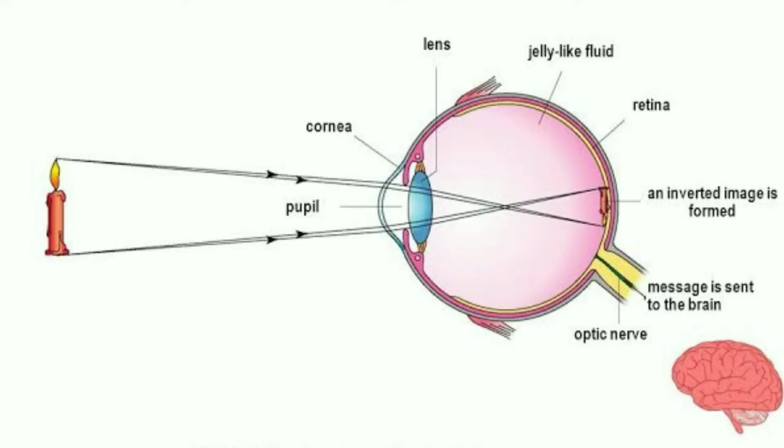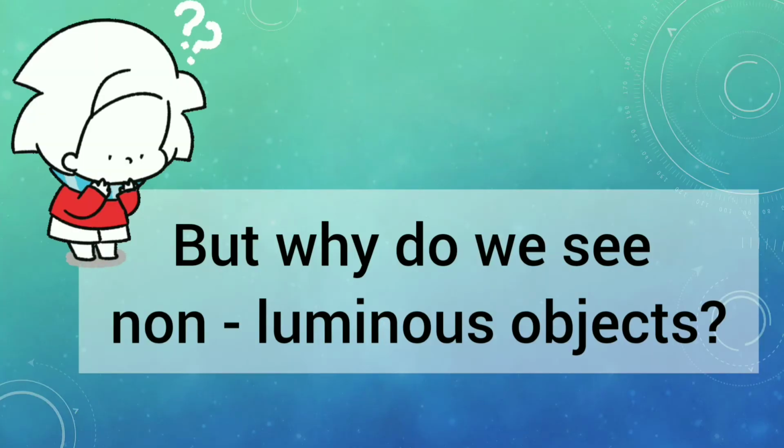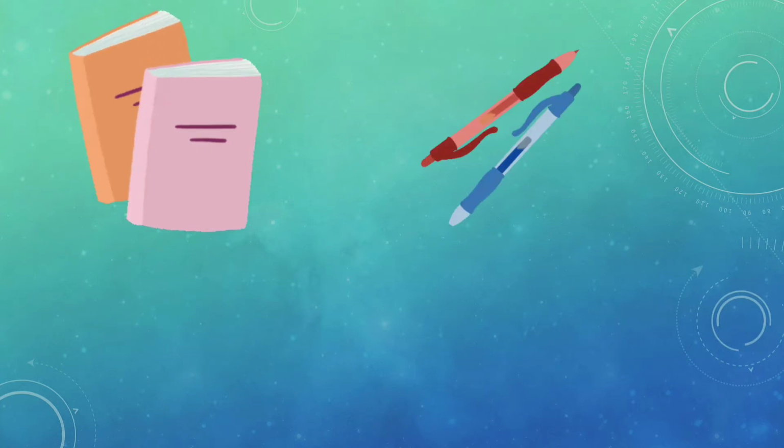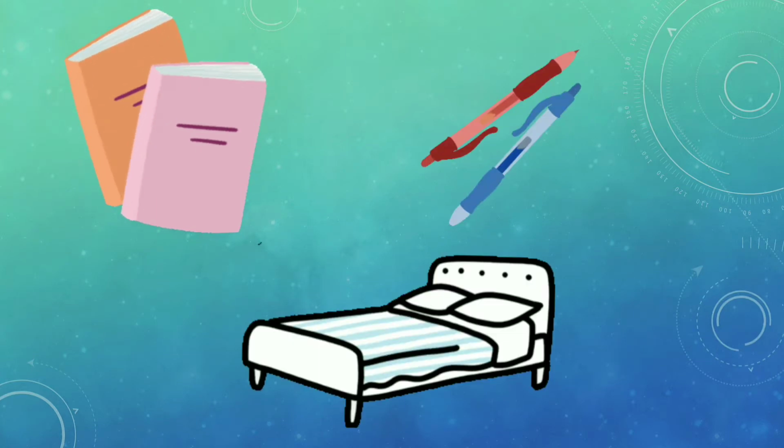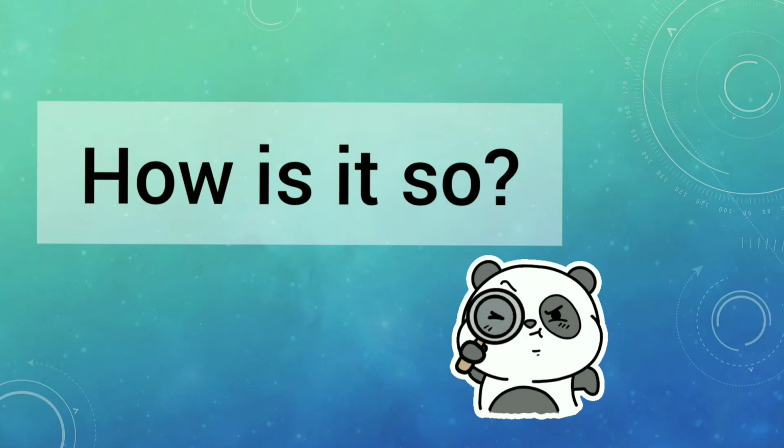Students, we see luminous objects because the light that they emit enters our eyes. When the light emitted by these objects enters our eyes, we are able to see them. But we also see non-luminous objects like the book, pen, bed, etc. How is it so? Let us understand with the help of an example.